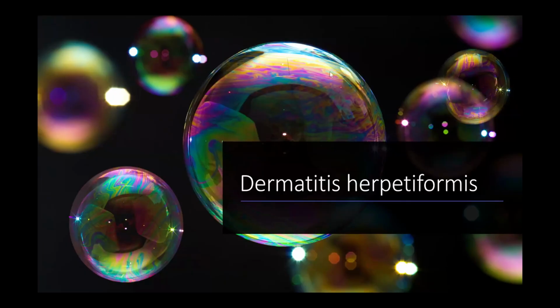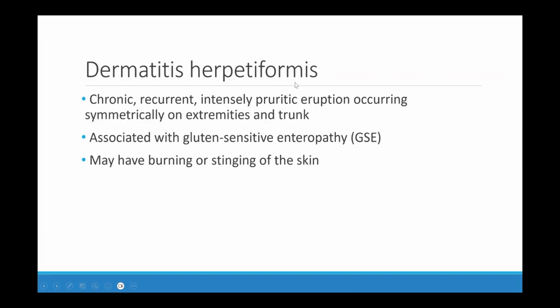Lastly, we will take a look at dermatitis herpetiformis. Dermatitis herpetiformis is a chronic, recurrent, intensely pruritic eruption occurring symmetrically on the extremities and trunk. It is associated with gluten-sensitive enteropathy. Patients may have burning or stinging as well.